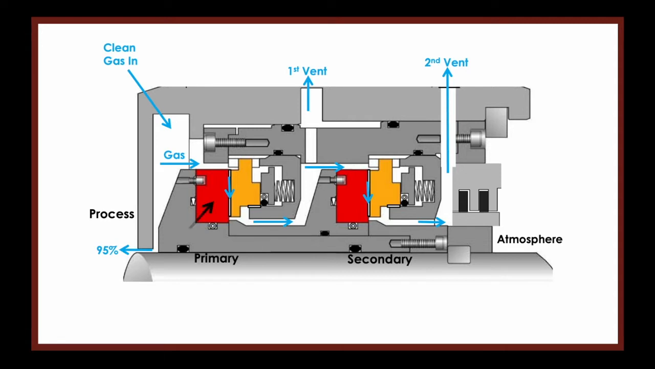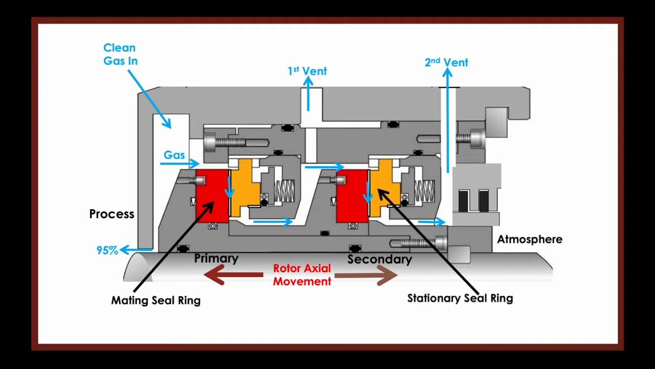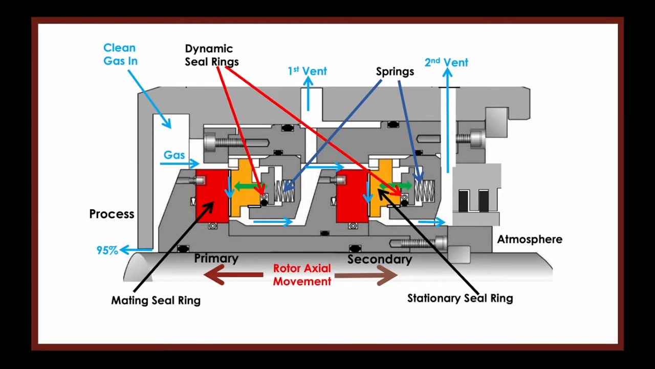As you can see, the mating seal ring, the 2 red blocks, is locked to the compressor rotor. And you know the rotor continuously moves axially back and forth because of the thrust load or pressure changes. Now, the stationary rings, the orange ones, are a kind of floating ring and are designed to follow the rotor to maintain that critical seal gap. They are axially held in position by gas pressure balances and the springs behind them, and radially by the infamous dynamic seal ring.